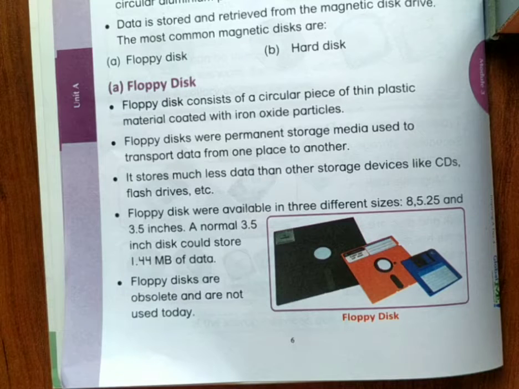Good morning, children. Last class we saw the magnetics. There will be two magnetics, and what does it mean by secondary storage devices, everything, right? So today we will see. Before, I told that the common magnetic disks will be the floppy disk and the hard disk. Okay, in today's class we will first see about the floppy disk.